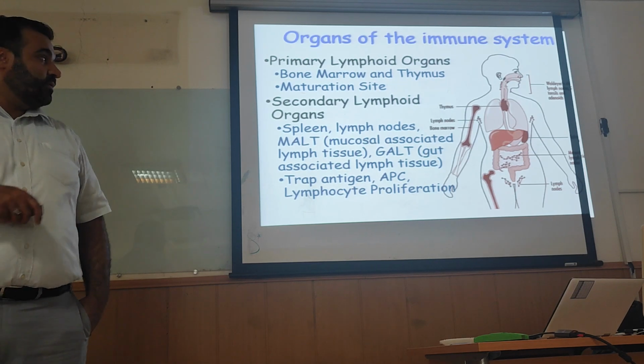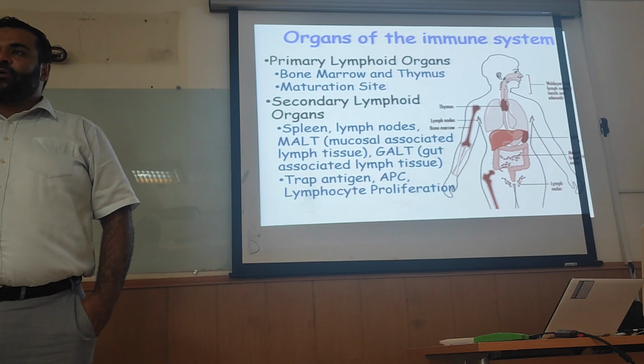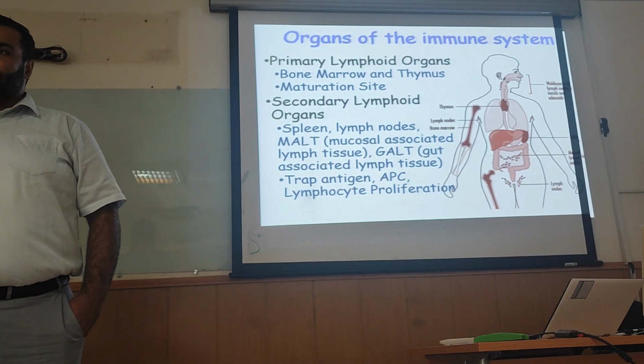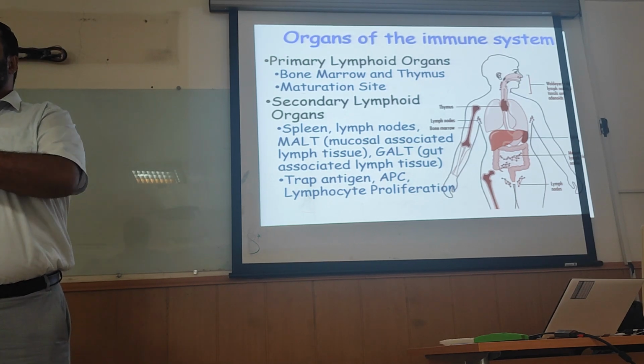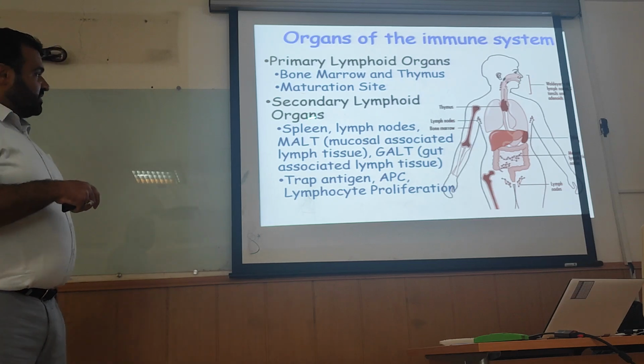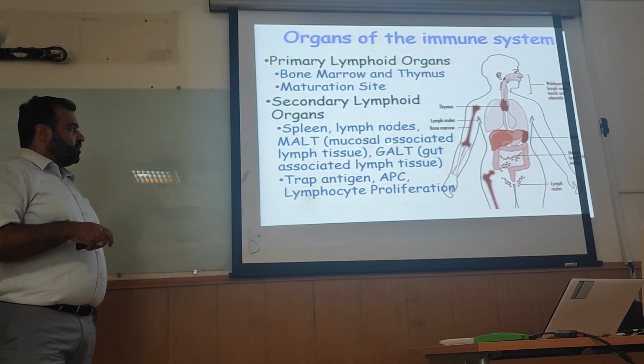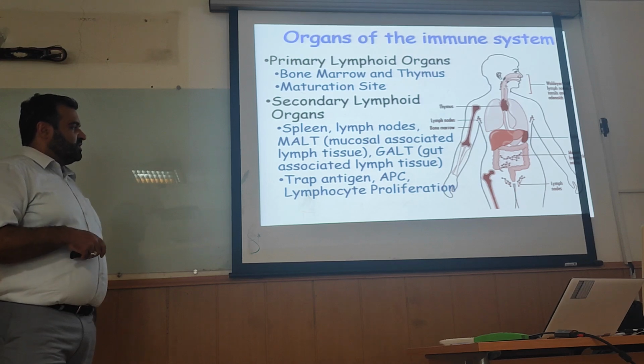Bones, yes, in the bone marrow. But what happens, and do you remember some of them become T lymphoid progenitor cells? They migrate to the thymus, where they become mature and active. Secondary lymphoid organs are in the spleen, lymph nodes, mucosal associated lymphoid tissue or gut associated lymphoid tissue.